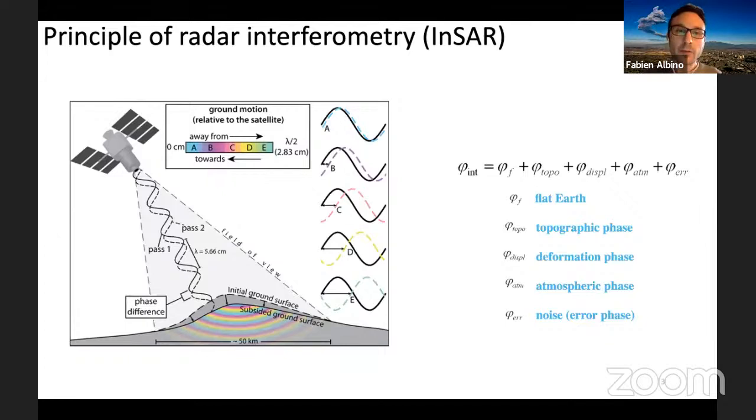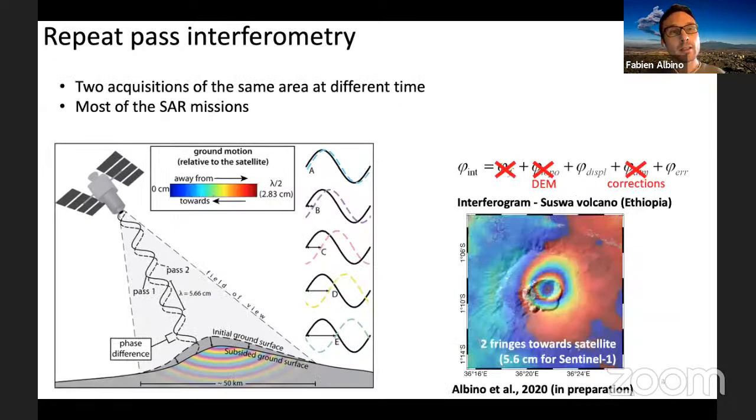Then for radar interferometry, you have two different modes. The first one is repeat-pass interferometry, which is the most common one and used in many SAR missions. The idea is you have two acquisitions of the same area at different times. If you are able to correct the topography using a digital elevation model, and correct some atmospheric noise using some correction, you may retrieve the displacement of the area.